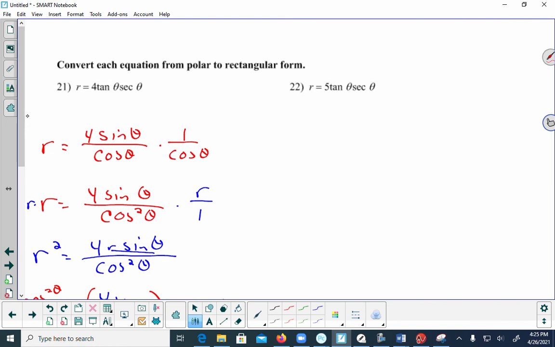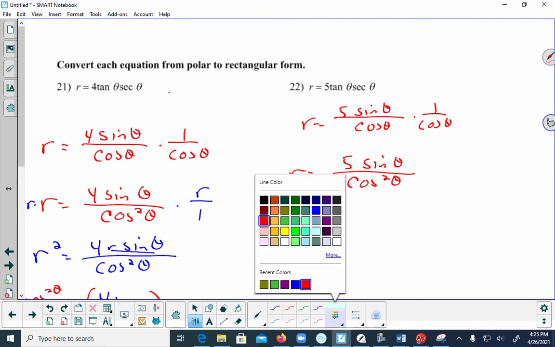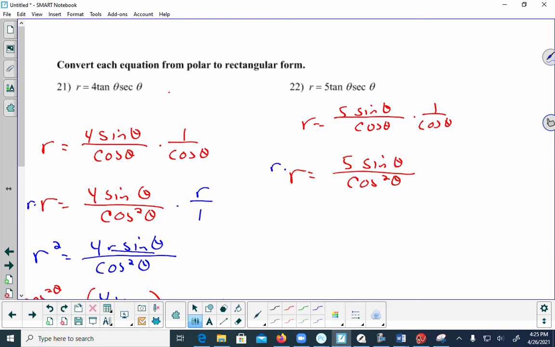I have r is equal to 5 tangent theta secant theta, which is basically the same thing as this. So I'm going to do it the same way. I'm going to say r is equal to 5 times the sine of theta over cosine of theta, and secant is 1 over cosine of theta. So I'm going to think of this as r is equal to 5 times the sine of theta over cosine squared theta. I'm going to do that same thing that I did before. I'm going to multiply this side by r, multiply this side by r, but remember that's r over 1. So I'm going to have r squared is equal to 5r sine theta over cosine squared theta.